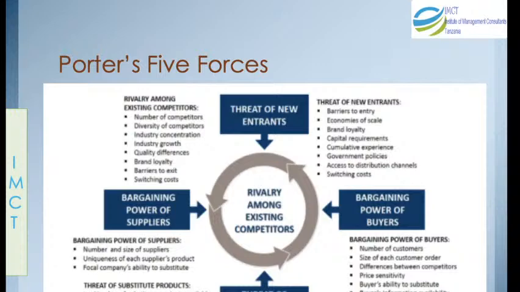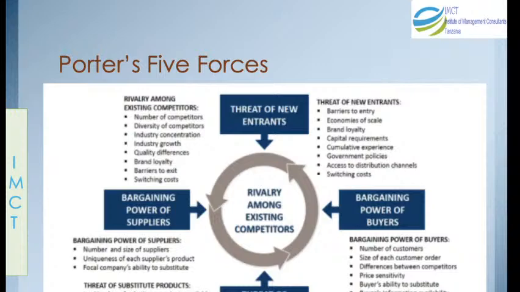When you talk about substitute products, you are trying to look at a number of things together, including the number of substitute products that are available, buyer's propensity to substitute, relative price performance of the substitute, but also switching cost, as I said before. And when you look at the bargaining power of the suppliers, you are talking about the number and size of the suppliers, and the uniqueness of each supplier and product.